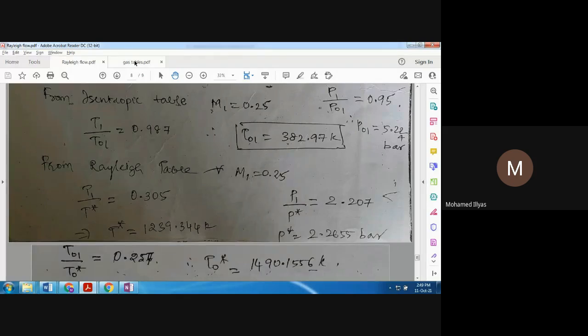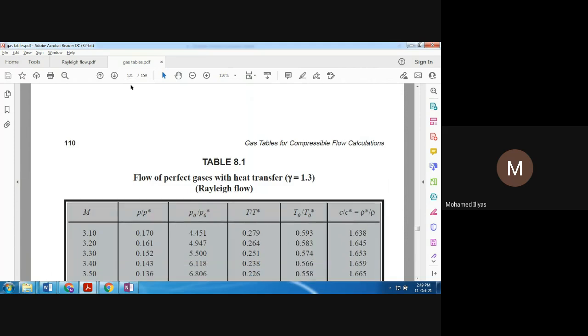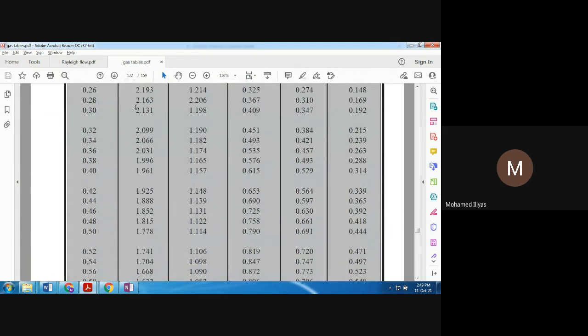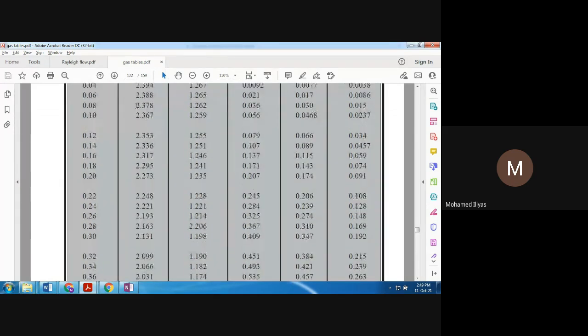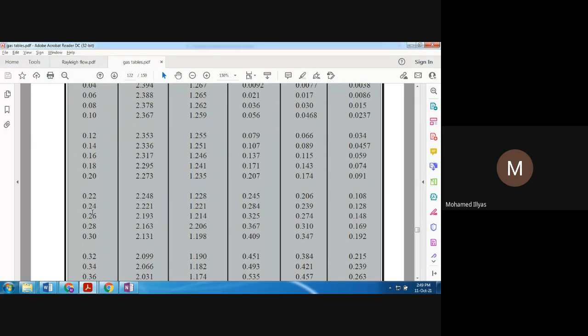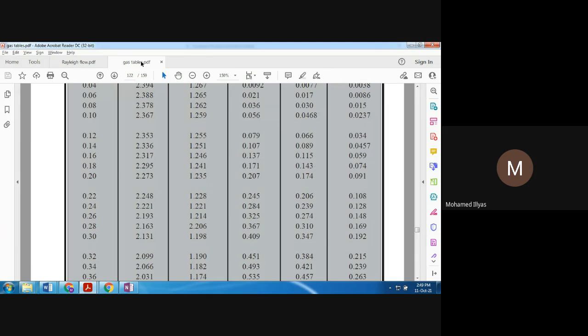Okay. So for the Rayleigh flow table, we'll go to the Rayleigh flow table, 0.25. So we don't have 0.25 here. Then we can take the average of these, which will be better. You can also take just 0.24 or 0.26. The value won't vary much. You can also take the average. T by T star is 0.305. You see it here.